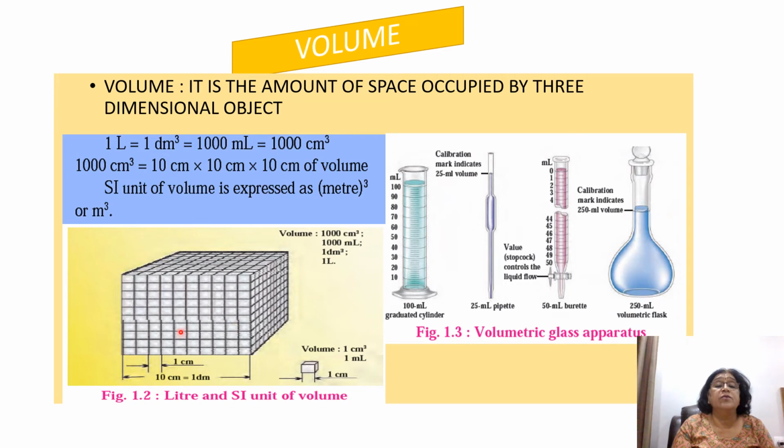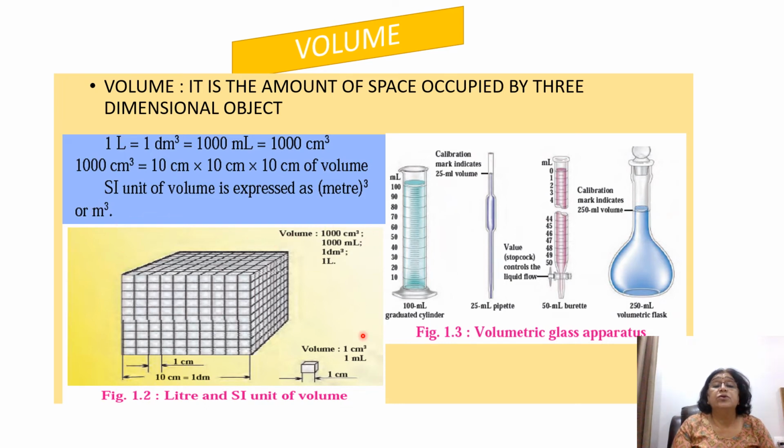Let us say we have to find out the volume of this cube. The length of the cube is 10 centimeter, the breadth is also 10 centimeter and the height is also 10 centimeter. So if all three are 10 centimeters, the volume will be what? Length, breadth into height. That means 10 into 10 into 10, that is 1000 centimeter cube. And 1000 centimeter cube is equivalent to 1000 ml or 1 dm cube or 1 liter.